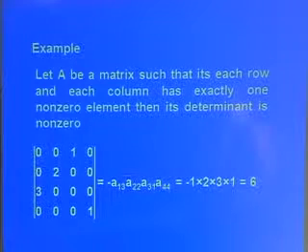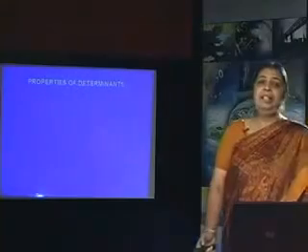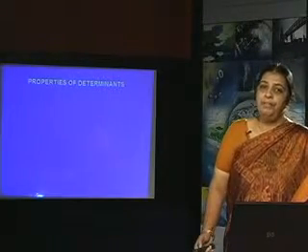So it is an odd inversion, that is why we are having a negative sign. So what is the determinant of this matrix? That is 1 into 2 into 3 into 1, and the final result is 6. Now after defining the determinants, I will discuss the properties of determinants.